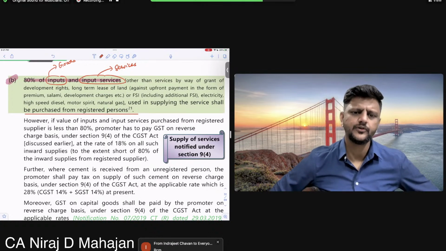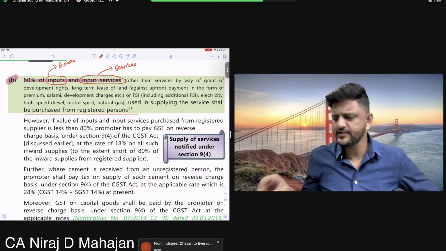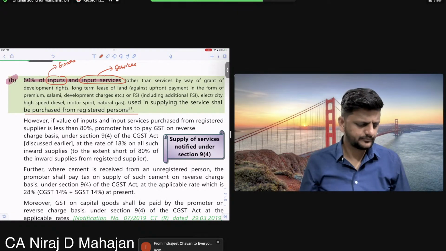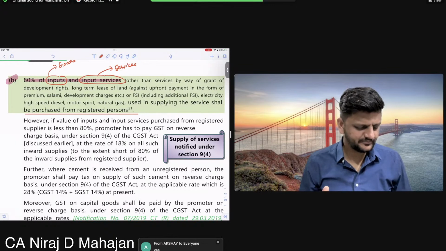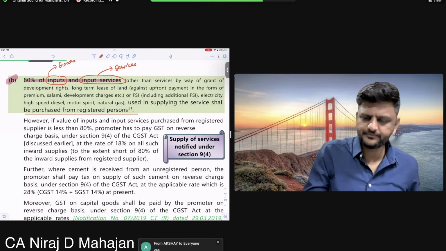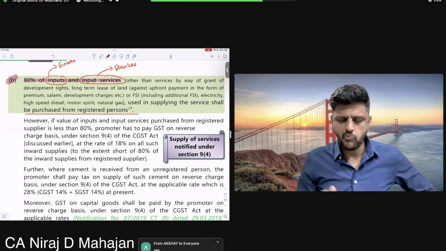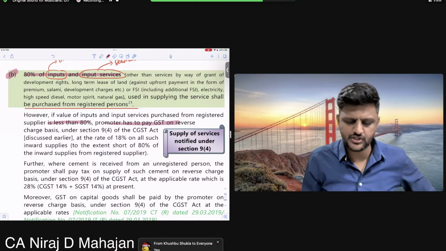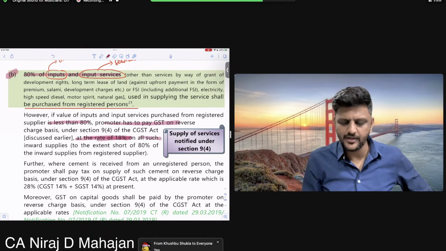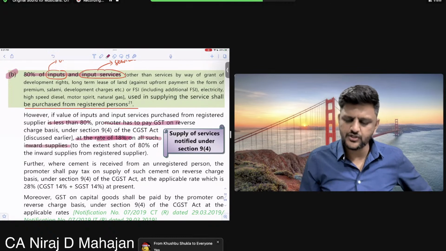Very good. You guys are on the correct track. Khushbu okay, Akshay? All okay? Done, all of you? If it is less than 80%, the promoter has to pay GST on reverse charge at the rate of 18% on all such inward supplies to the extent short of 80%.